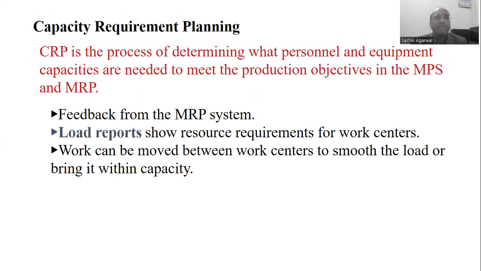After that, capacity requirement planning is the process of determining what personnel and equipment capacities are needed to meet the production objectives in the MPS and the MRP. That is, CRP gets feedback from MRP and load reports, and work can be moved from one center to another to smooth the load and bring it within capacity. So this is all about capacity requirement planning, material requirement planning, and aggregate planning. And different forecasting techniques are also there.